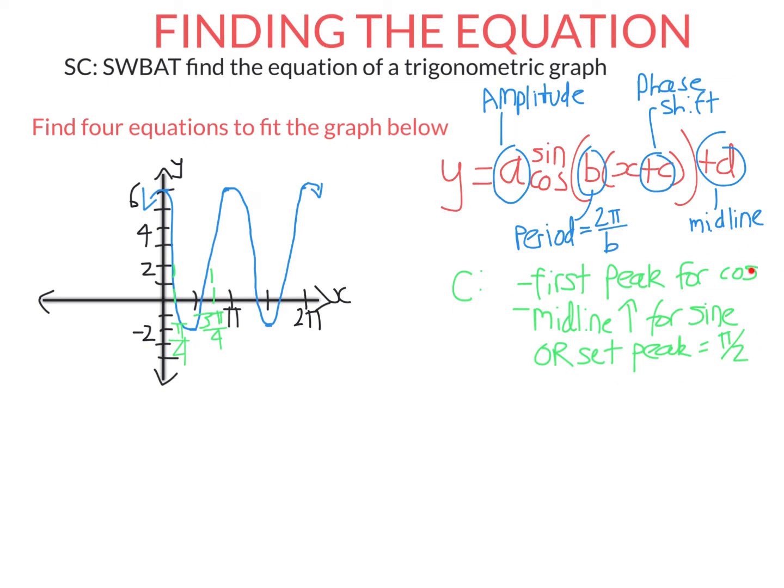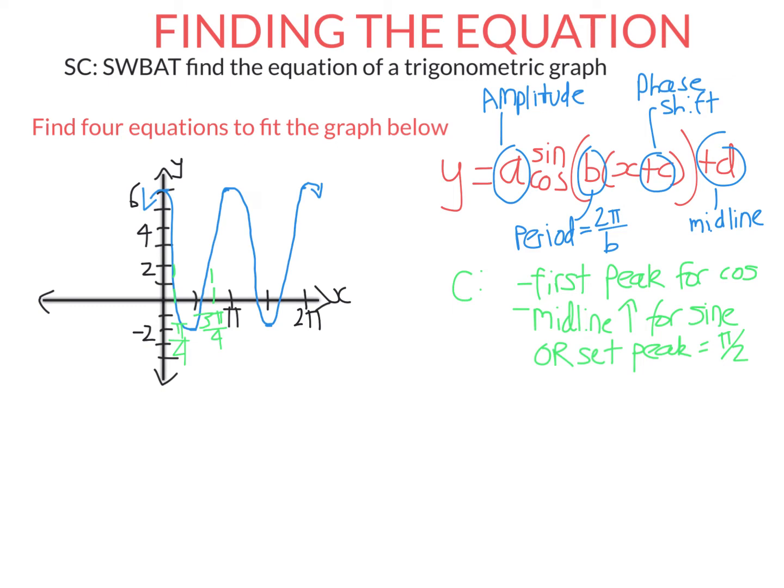For a cosine graph, it's easy, you just find where the first peak is. If you want to find the phase shift for a sine graph, you either look for where the graph hits its midline and is increasing, or you set the peak equal to pi on 2. That's something we'll cover a bit more, and it should make more sense in a second. All right, let's take this graph here and find some sine and cosine equations that fit it.